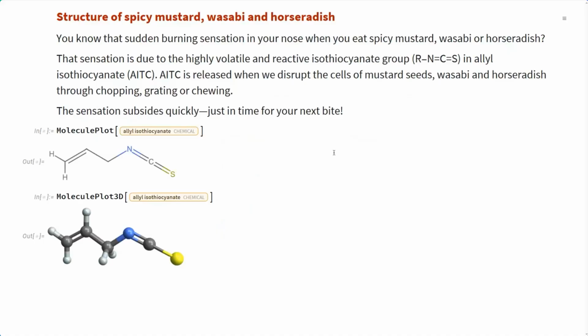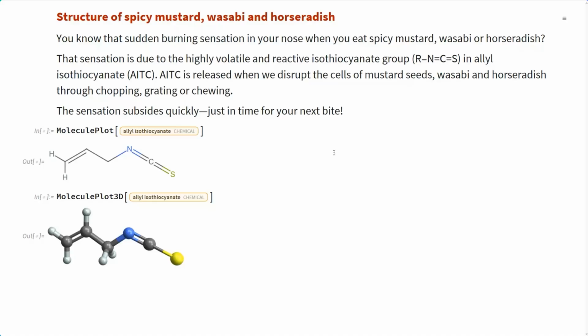Another one I want to look at is that burning sensation when spicy mustard or wasabi or horseradish goes right up your nose. That sensation is due to a very volatile group in the molecule called allyl isothiocyanate, the AITC, that's released when we disrupt the cells of the mustard seeds, the wasabi, the horseradish, when we chop it, when we grate it, or when we chew it, right?